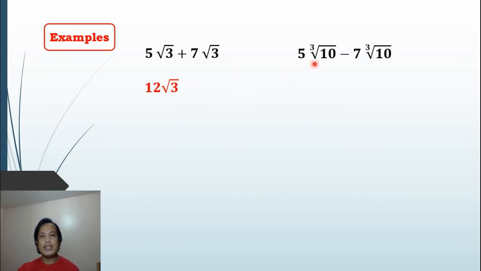In this example, you are given 5 the cube root of 10 minus 7 the cube root of 10. So as you have observed, we have here 3 and 3, so the index are the same. And our radicand is 10 and 10, so they are similar. So therefore, we simply subtract the numerical coefficients 5 and 7. That means 5 minus 7 is negative 2. We copy the common radical, which is the cube root of 10.